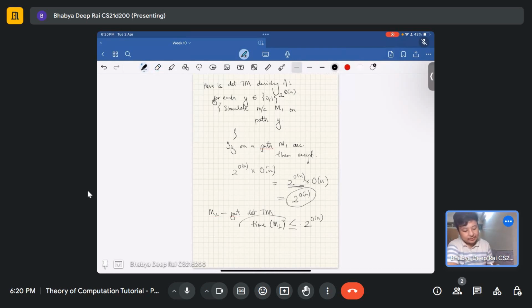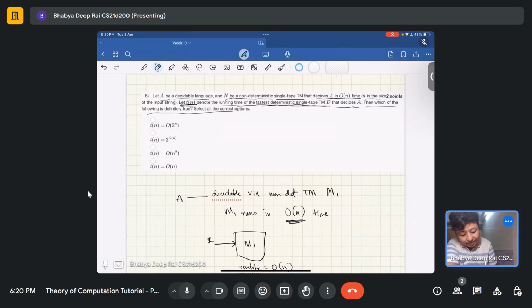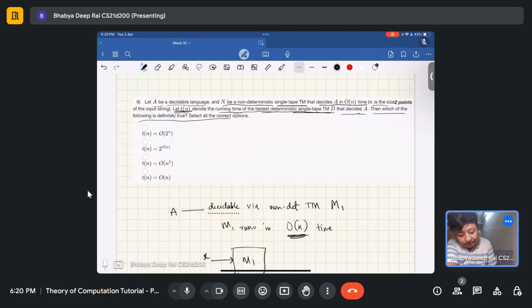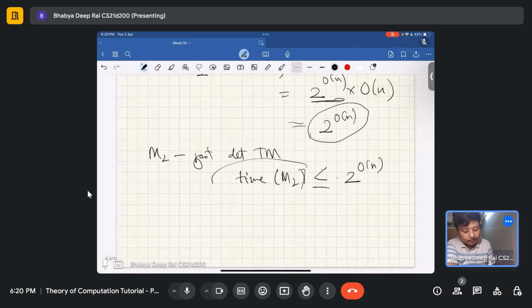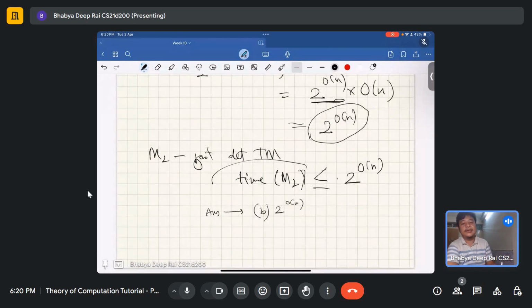This holds. Therefore, what is the answer? Tn takes order 2n, Tn takes 2 to the order n, tx takes so and so, but the answer is 2 to the order n. Answer is B. This time is nothing but Tn, according to the question.